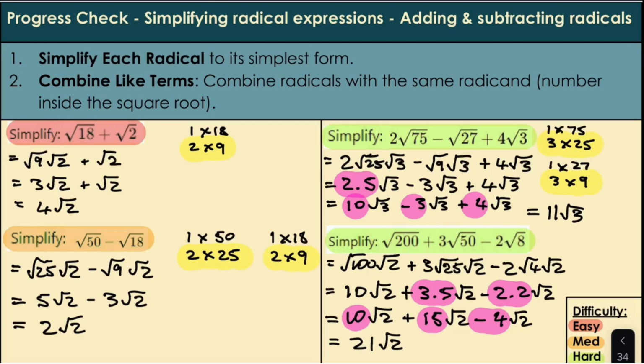So always remember, we simply follow these 2 steps. Simplify each radical to its simplest form, then combine the like terms. And that's it, guys. It's that simple.